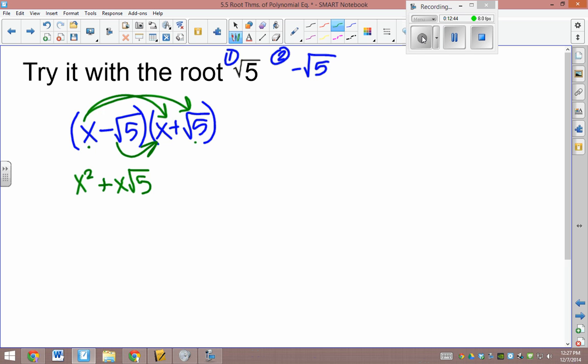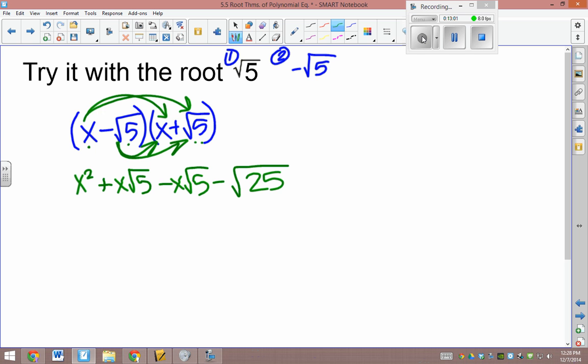Next one, inner times inner, very similar. That's going to be a minus x root 5. And then last times last, it's a positive times a negative, so it will be negative. And then this will have a root. These are both under radicals, so you would multiply your 5 and 5 together and get root 25.